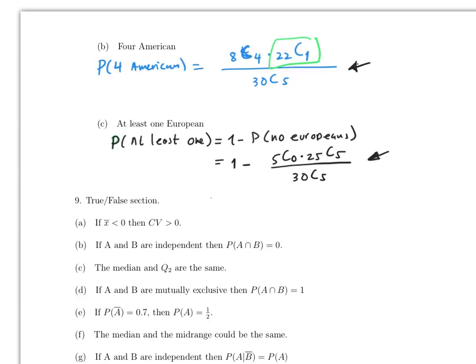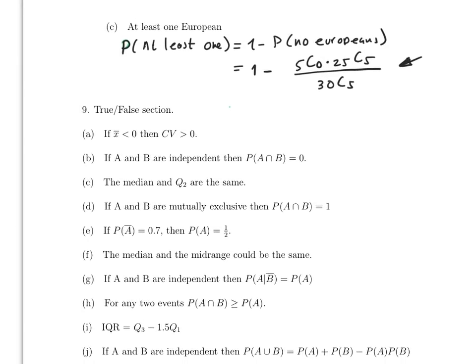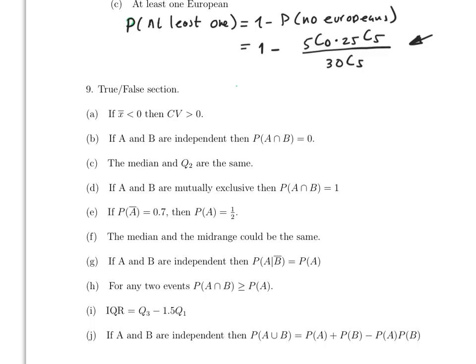Do not simplify. The last part is the true or false section. This one, all you have to do is think a little bit, and it should be fine. Part A is saying that if the mean is negative, the coefficient of variation is positive. Remember that the formula for the coefficient of variation is the standard deviation over the mean. Remember that this value is always positive. So if you divide a positive number by a negative number, the answer will be negative. So therefore this is false.